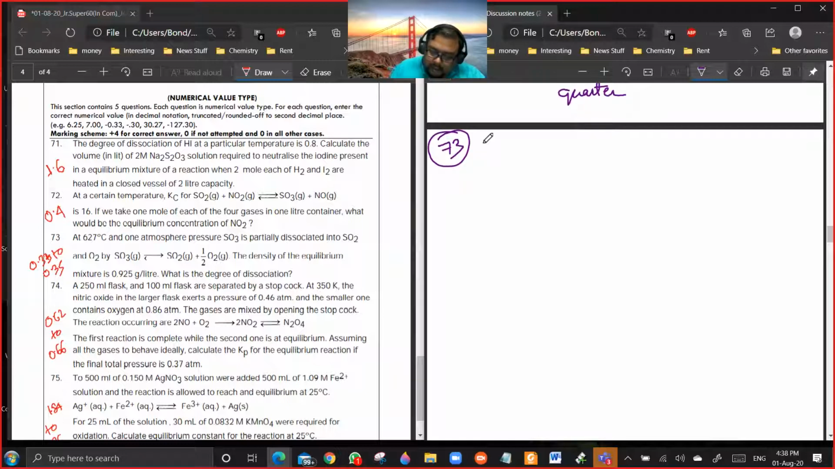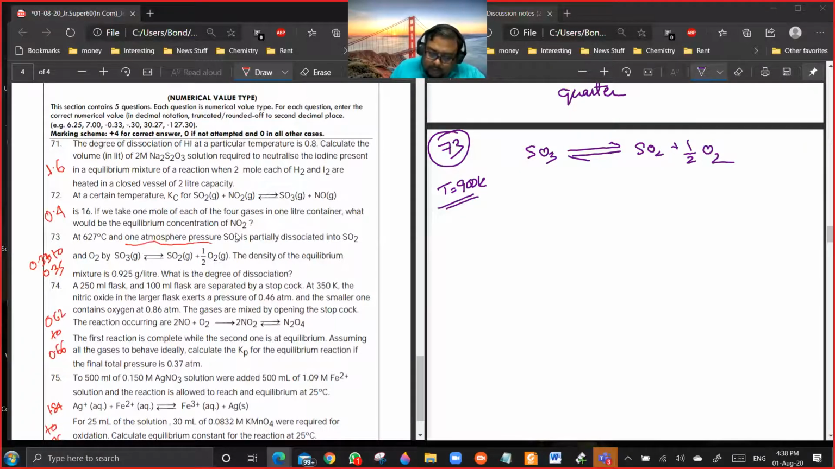Okay, so 73 is saying that you are having an equilibrium SO3 giving SO2 plus half O2. And the temperature is 900 Kelvin. And the equilibrium pressure is 1 atm here. It is given that the density of the equilibrium mixture is 0.925 gram per liter. So what will be the degree of dissociation?